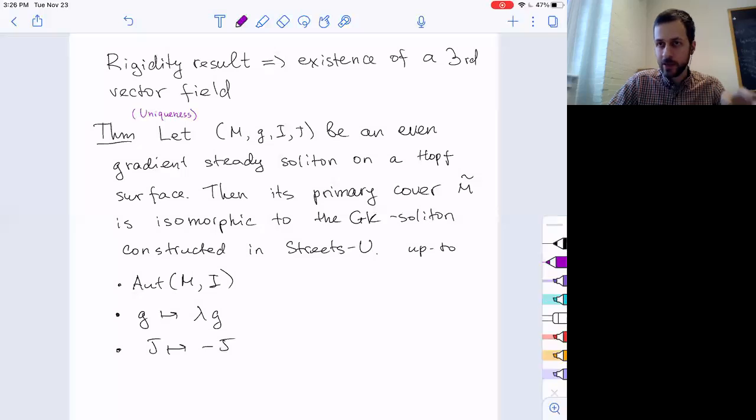The bottom line is that the set of Hopf surfaces which admit a generalized Kähler structure, either odd or even, is the same for both. And all those which admit an even or odd generalized Kähler structure admit a unique generalized Kähler soliton. Okay, so perhaps I'll stop here. Thanks for your attention, and I'm happy to answer any questions.